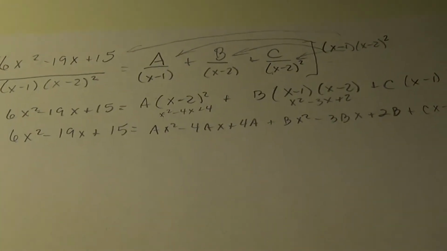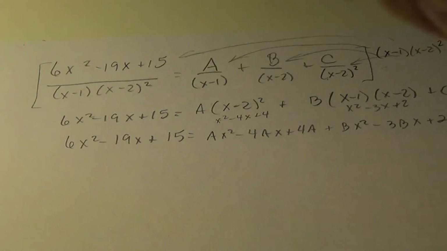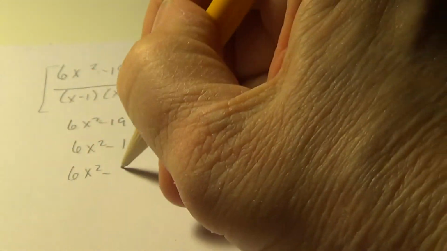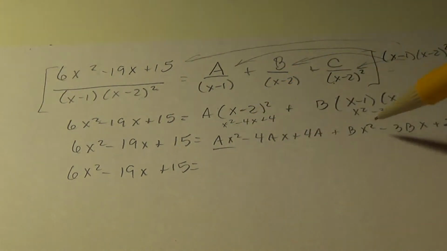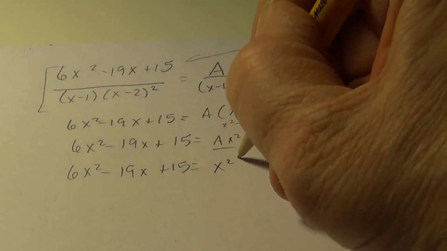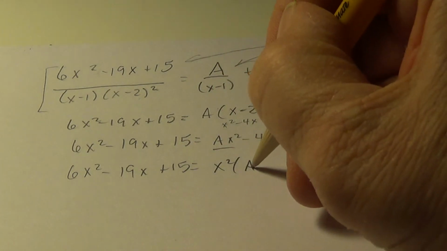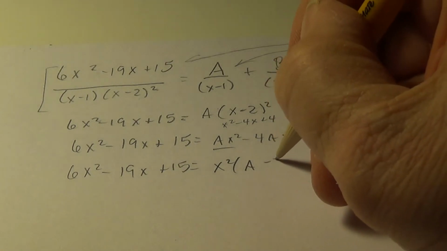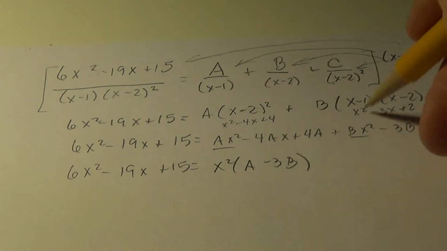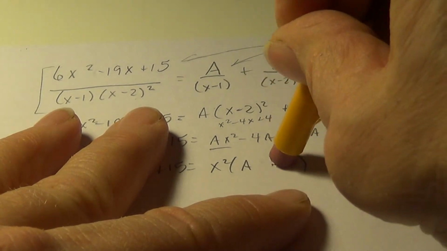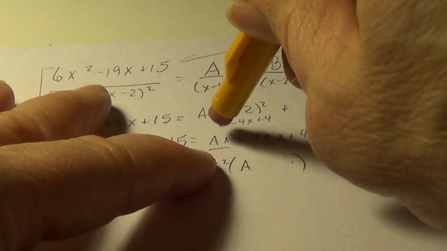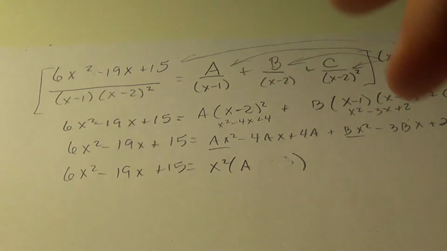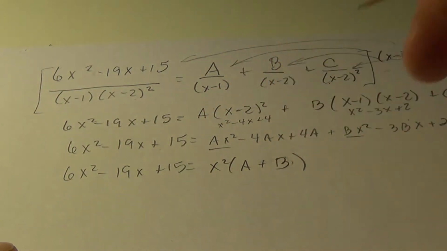Now, on this side, again, I'm not going to do anything different for a while. And now I'm going to gather my x squared terms. So there's only two of them. Oops, sorry. Looking at the wrong term. When I pull out an x squared from this term and this term, it leaves an x squared and an A plus B.